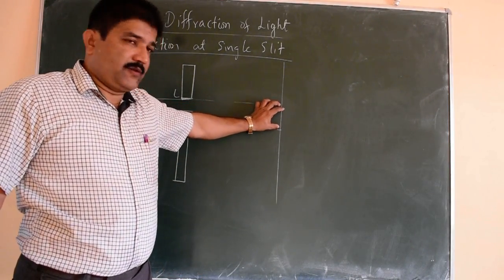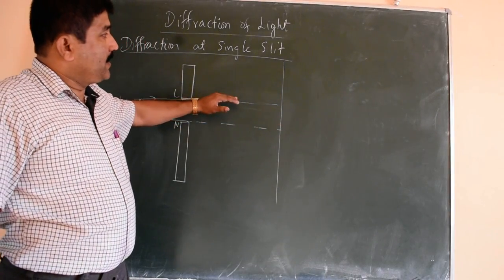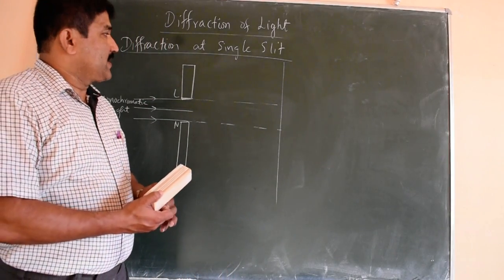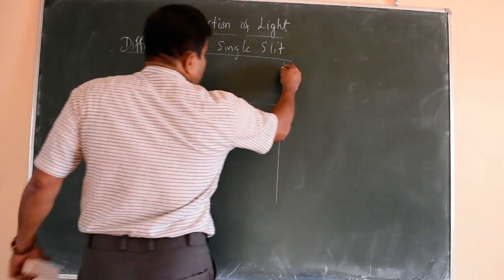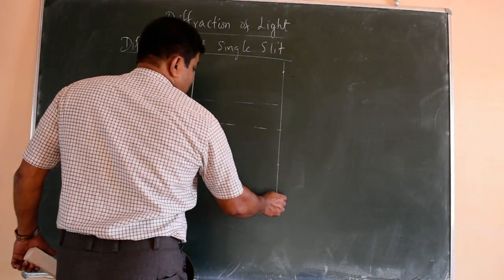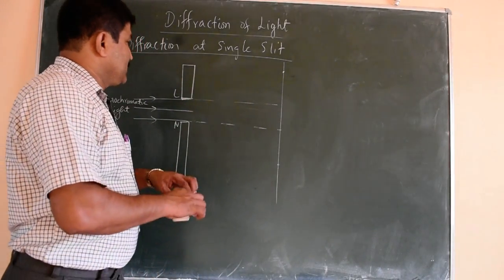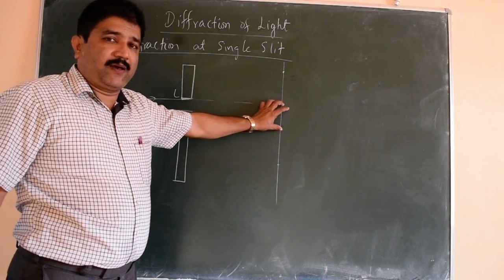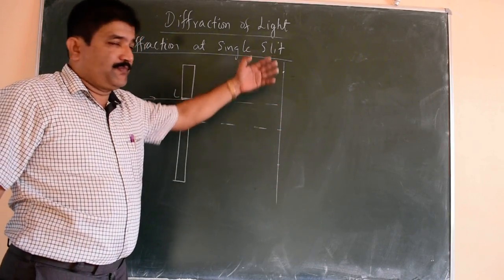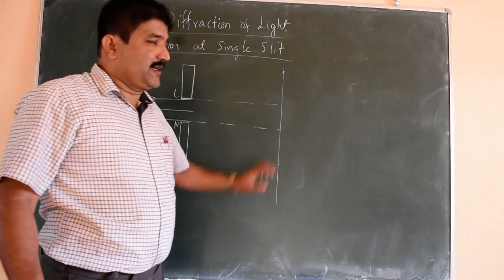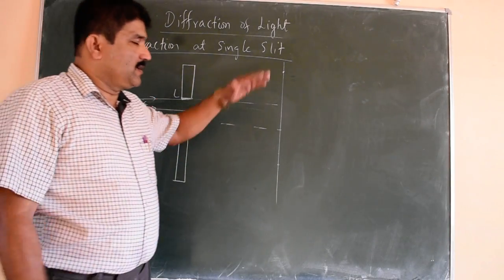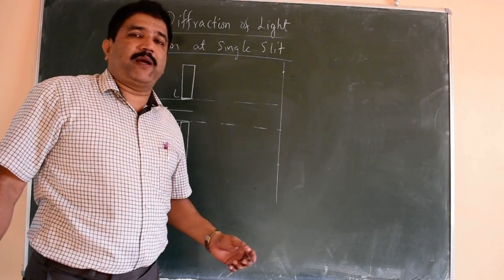But this we have as central maxima, and not only this much, there are secondary maxima and minima. Secondary maxima are also observed. At some point here also some intensity is there, some point here also some intensity is there. Again dark will be there, again a bright region. That means we don't get only this region with some light intensity, but we get other regions also. Beside the central maximum or principal maximum, we get alternate bright and dark regions called diffraction bands.